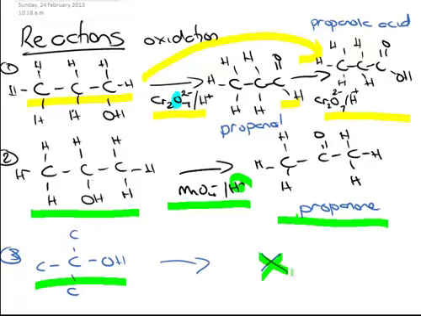So generally speaking, if you're remembering these, you just know that primary alcohols oxidize first to an aldehyde and then to an acid, and secondary alcohols are oxidized to a ketone. That's really all there is to know about that.